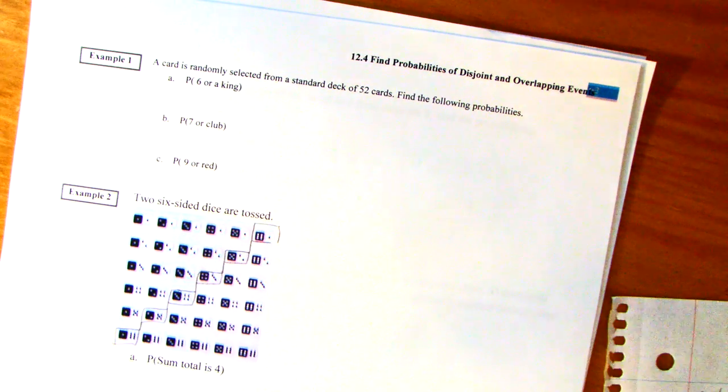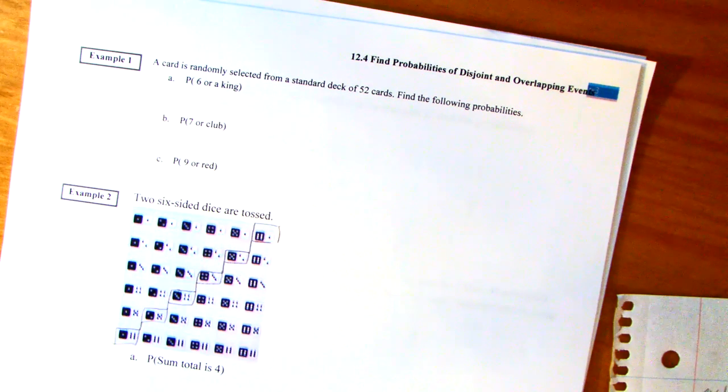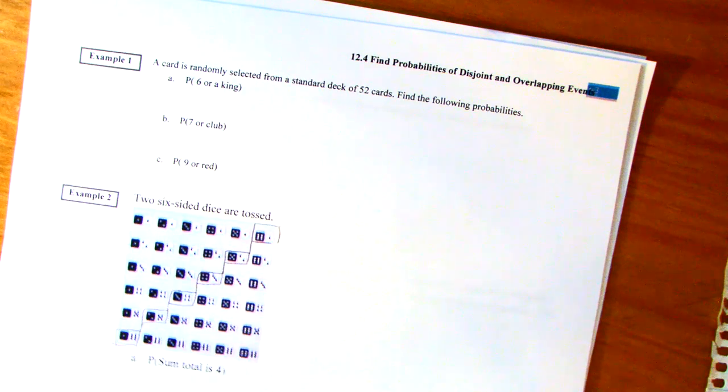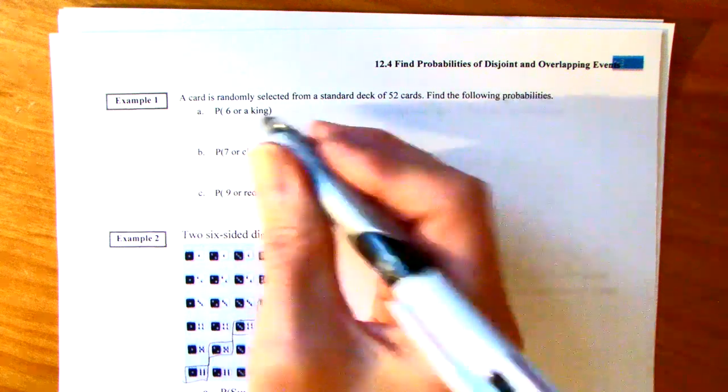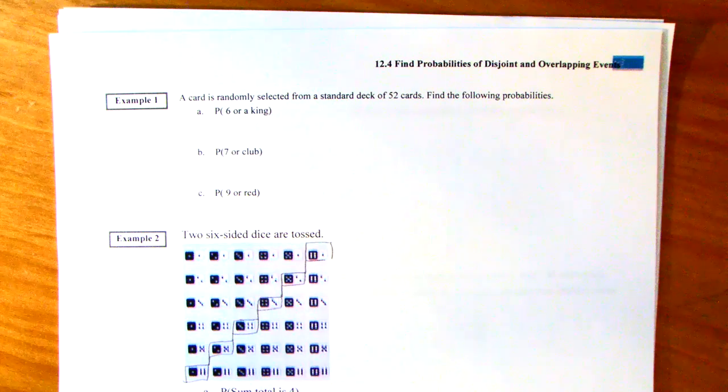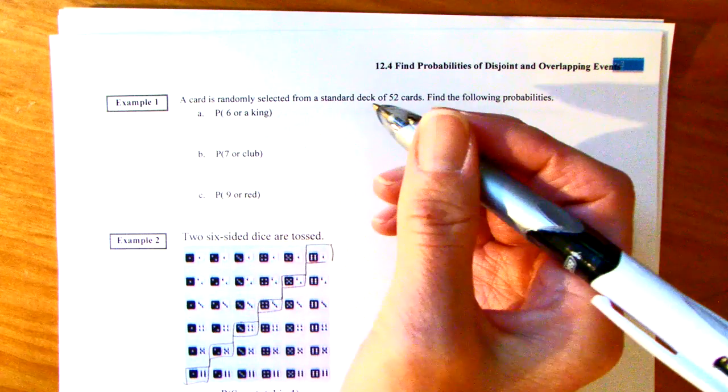Okay, so here we go. A card is randomly selected from a standard deck of 52 cards. Find the following probabilities. What's the probability of a 6 or a king? Well, that cannot happen at the same time. You have 6 cards, you have king cards.